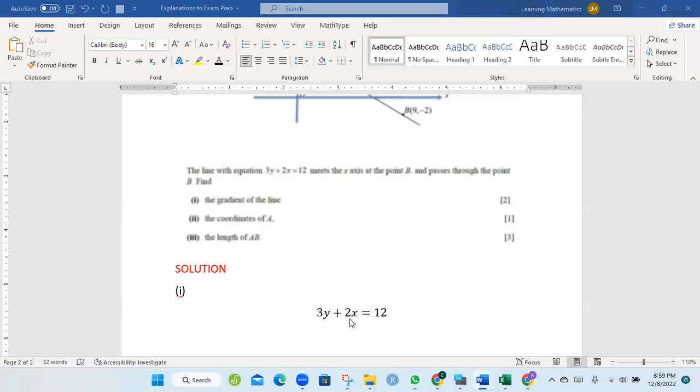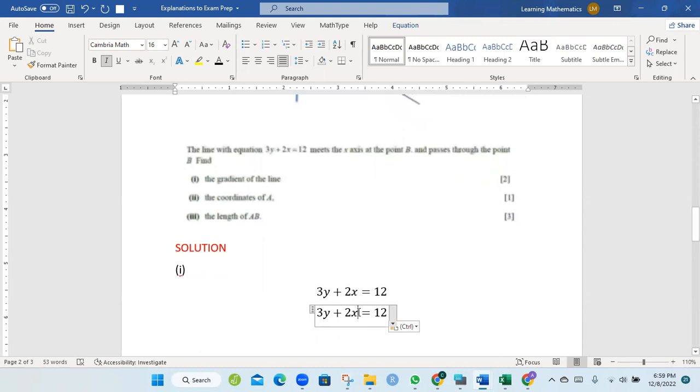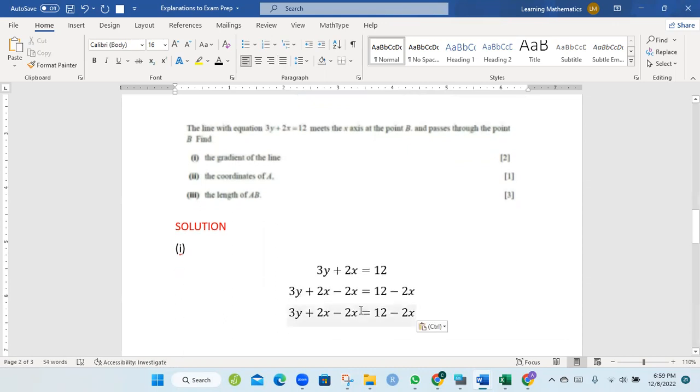So from the left side, we need to cancel out plus 2x by subtracting 2x. If we subtract 2x from the left, we have to subtract 2x on the right. Remember, we're trying to make y the subject of the equation, to get y by itself. So now we have 3y is equal to 12 minus 2x.